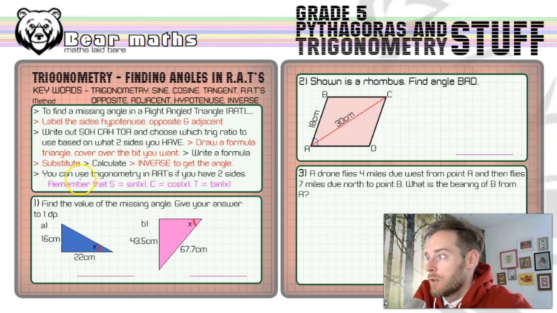And you can use trigonometry if you have two sides. You've also got to remember that S stands for sine of the angle, C stands for cos of the angle, and T stands for tan of the angle, just like it did in the last video. And it always will do.